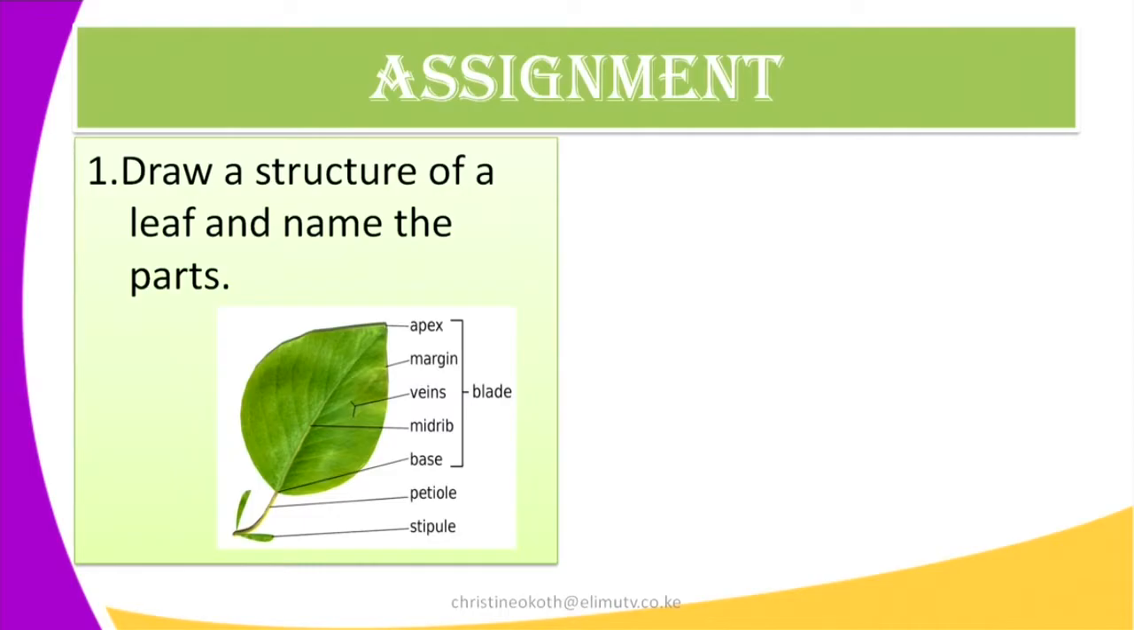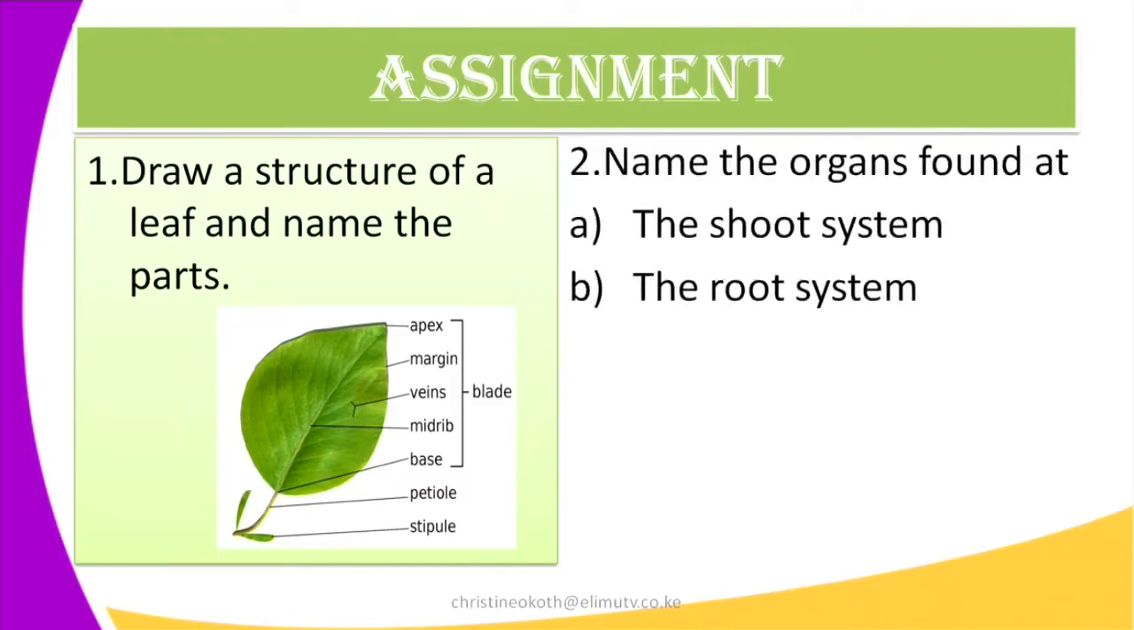We have the apex, we have the margin, we have the veins, we have the midrib and the base. That whole part is what we call the blade. Then we have the petiole and the stipule. So those are the external structures of a leaf.